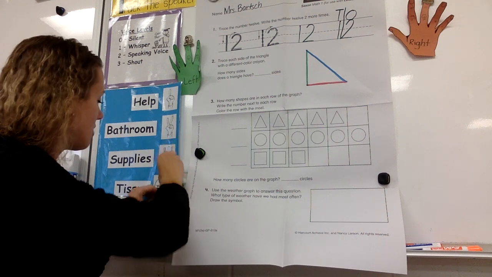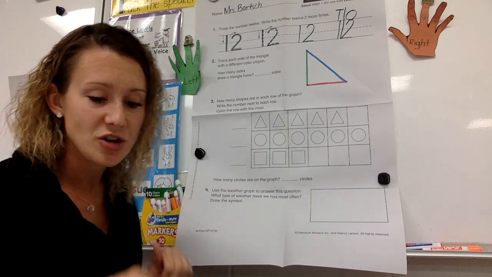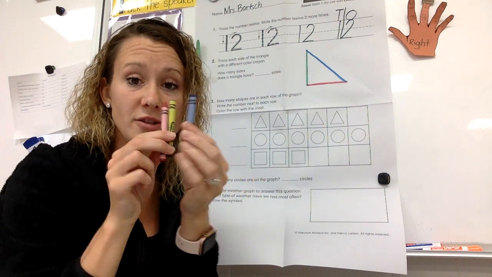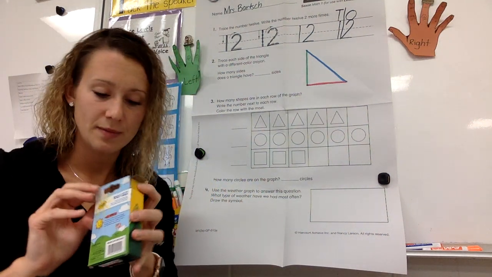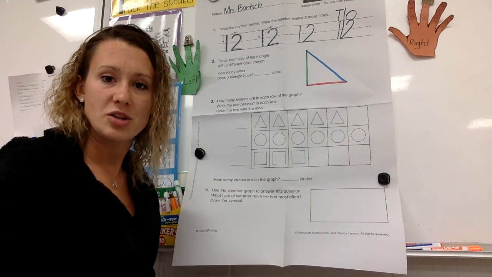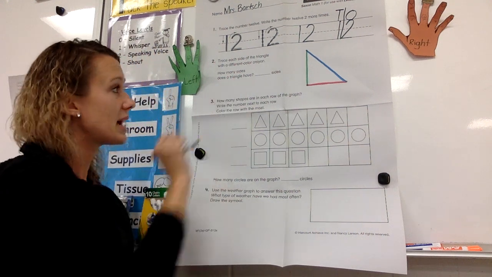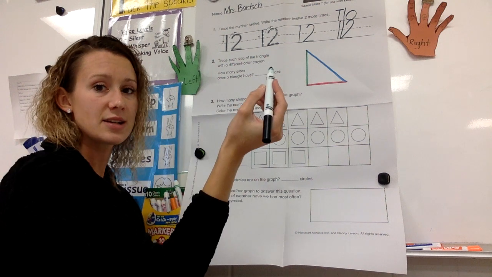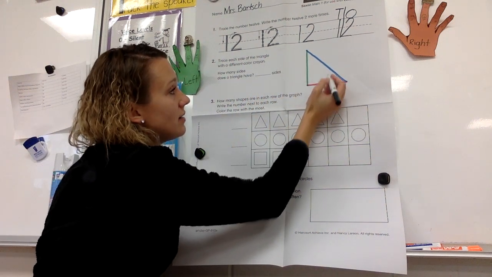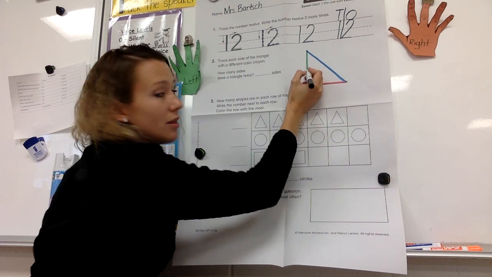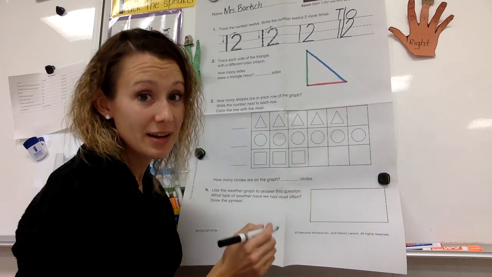What I would like you to do now is very quietly, at your house, put your colors away. Put them back in your box or your pencil box or whatever you're using. And you need your pencil. It says, how many sides does a triangle have? Let's touch them with our pencil and count. Ready, set, go. 1, 2, 3. How many sides does a triangle have?